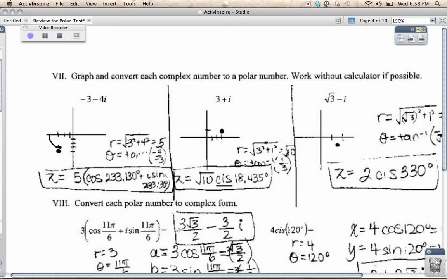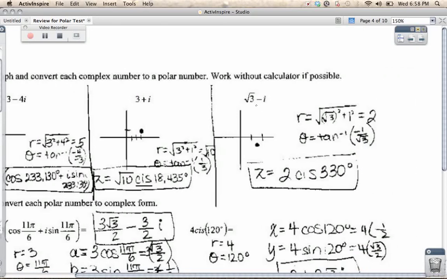Okay? Same thing with the last one, √3 minus i. Your a value is √3, your b value is -1. So therefore, you get -1 over √3, you do the tan inverse. Now that one is a typical value. You should know that as 30 degrees on your unit circle. So tan inverse of 1/√3 in this case gives you the reference angle of 30 degrees. Now since you are in the fourth quadrant, you're going to take 360 and subtract that reference angle of 30 degrees, and you're actually going to wind up at 330 degrees. So 2 is your radius, or your r value, and then cis of 330.